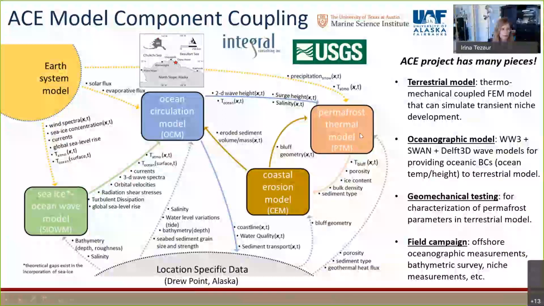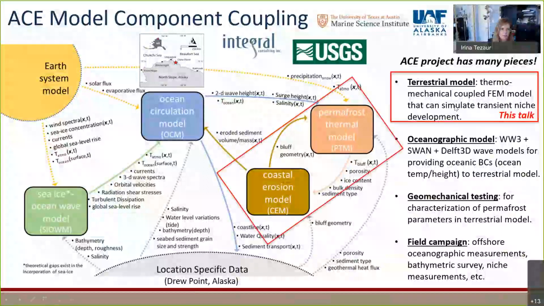So I'm not going to go into really any details about the oceanographic model, except to say that it's going to provide boundary conditions for the terrestrial model, which is going to be the subject of this talk. But I just wanted to recognize here, and I'll touch on this later on, that this project actually goes way beyond just the terrestrial modeling. We had collaborators developing this oceanographic model at Integral Consulting down in Santa Cruz. Conditions for this model, and we also had some experimental work in a field campaign as a part of this project that I'll touch on a little bit when I talk about calibrating and validating the terrestrial model.